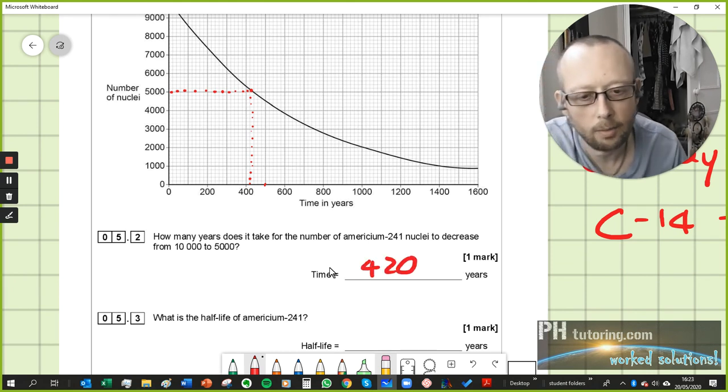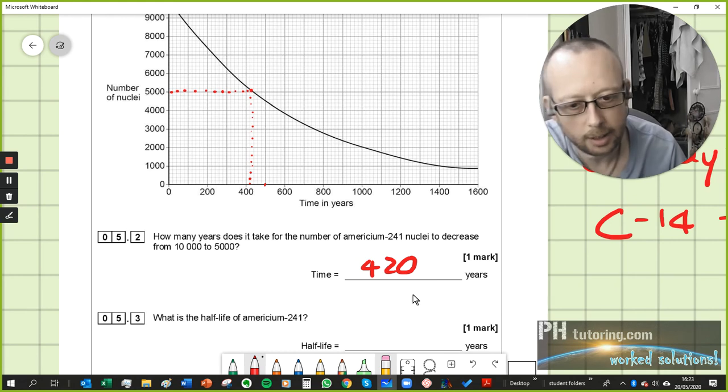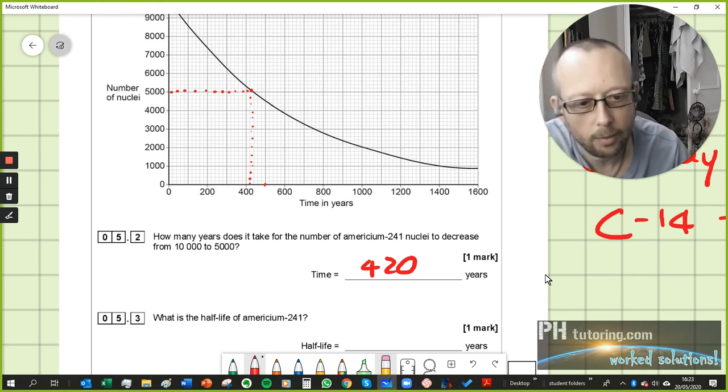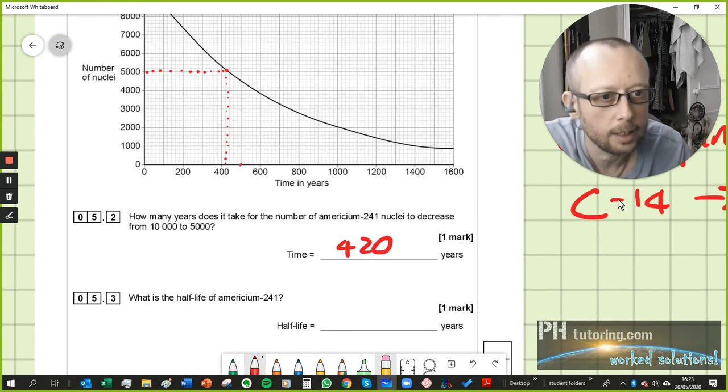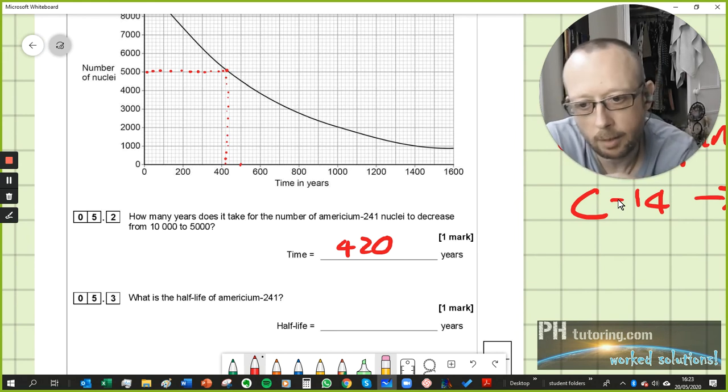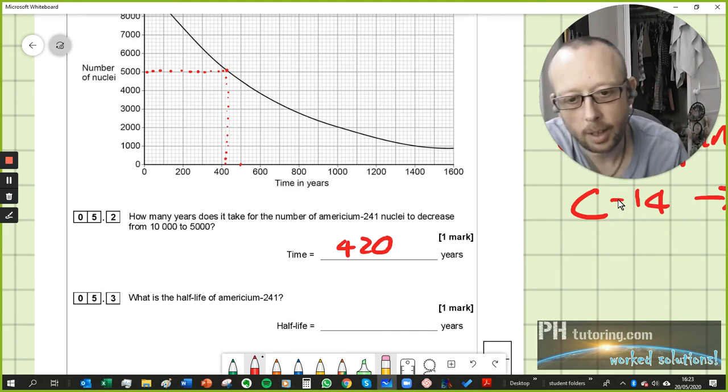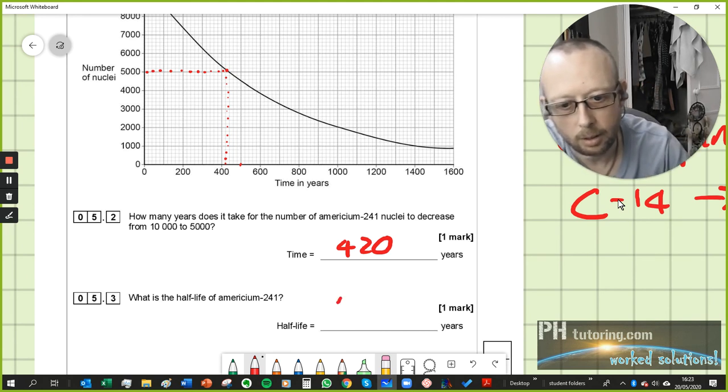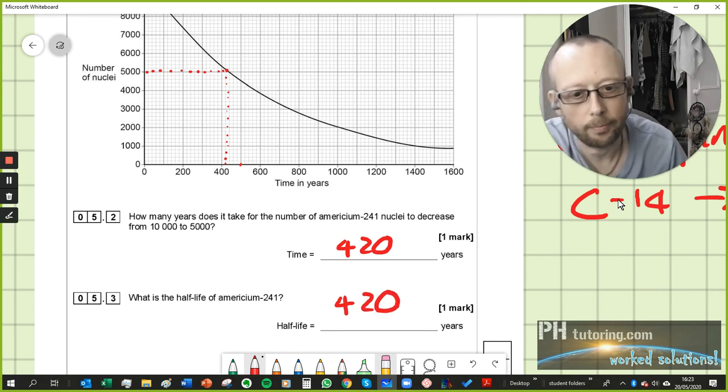It says, what is the half-life of americium? It's really only testing your understanding of what half-life means. The half-life is how long it takes for the amount of something to reduce to half of that amount. It started off at 10,000. It's decreased to 5,000. So the half-life is also 420.